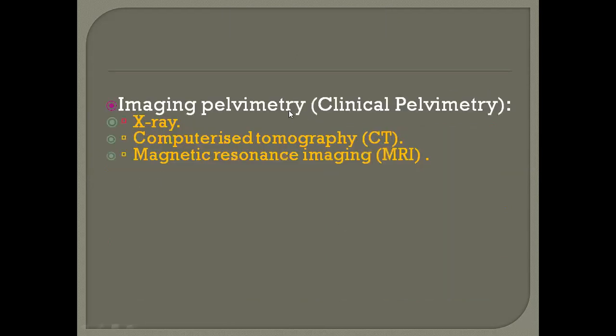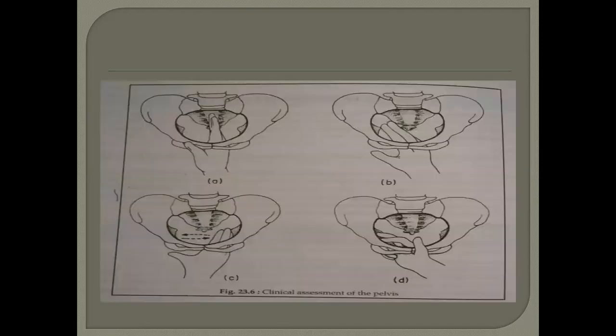Now, there are imaging pelvimetry, or otherwise known as clinical pelvimetry: X-ray, through which we can find out, computed tomography, and MRI. And through this, we can do the clinical assessment of the pelvis, where generally we insert our hands and see the sacrum, how the sacrum is. You can see where the fingers are directing towards.